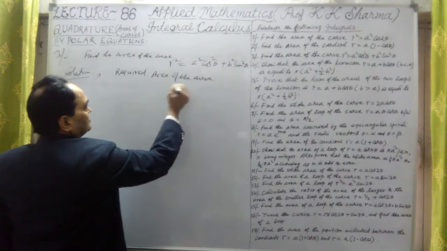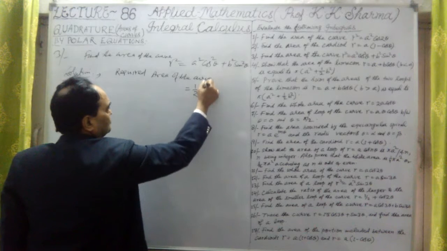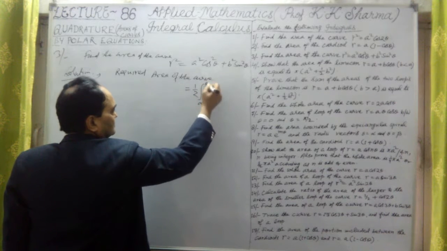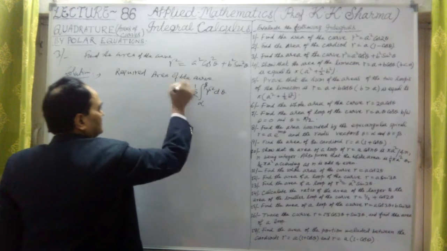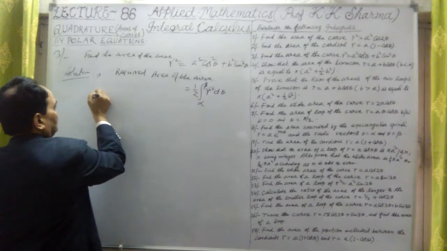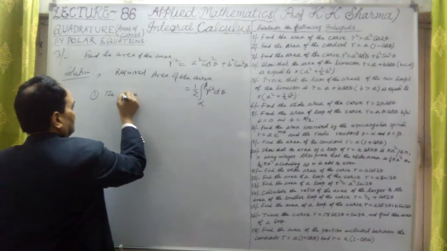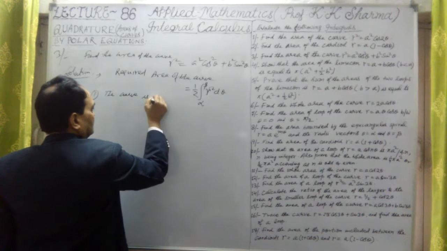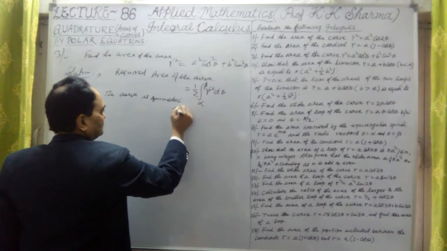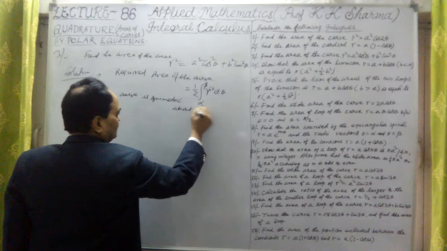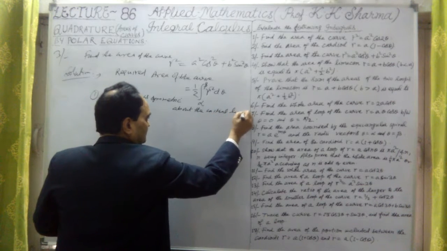So the required area of the curve is to be calculated. We will substitute this at alpha to beta. We will find the limit. What are those? But before that, this is r square d theta. But before that, let me think about symmetry. So first point is, the curve is symmetric about the initial line.